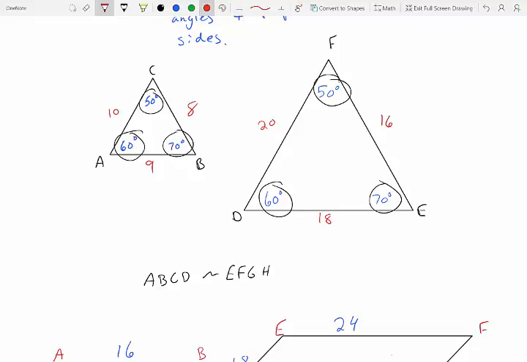Now to show that corresponding sides are proportional, let's take side AC, which has 10, and side AB, which has 9. That has to be proportional and equal to the corresponding sides: the corresponding side to 10 is 20, and the corresponding side to 9 is 18. If we look, we can multiply these. 9 times 20 is 180, and 10 times 18 is 180. Since these two numbers are the same, yes, those two ratios form a proportion. So the sides of the triangles are proportional.